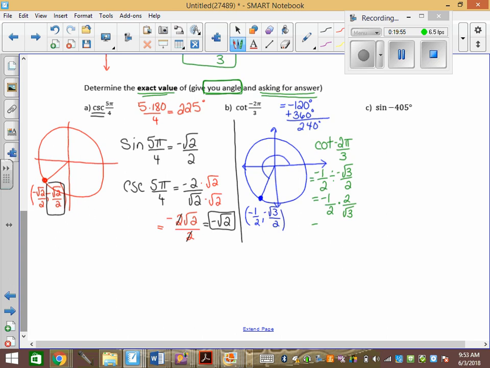Just the second half, what you're dividing by. And we're going to get these canceling. So you get negative 1 over root 3, but then I have to rationalize my denominator. So I get negative root 3 over 3.